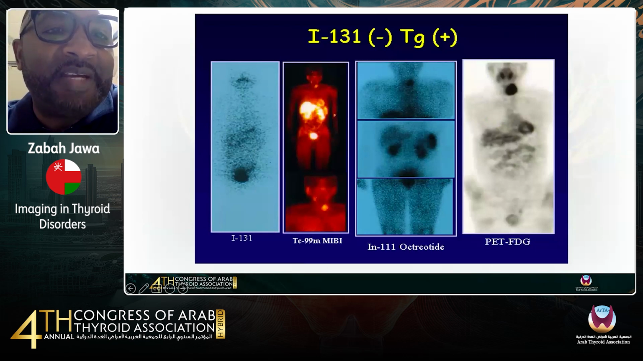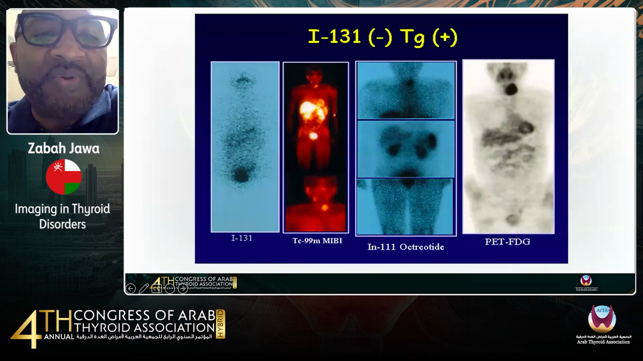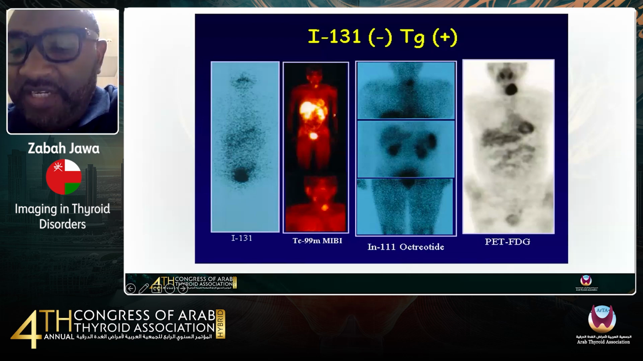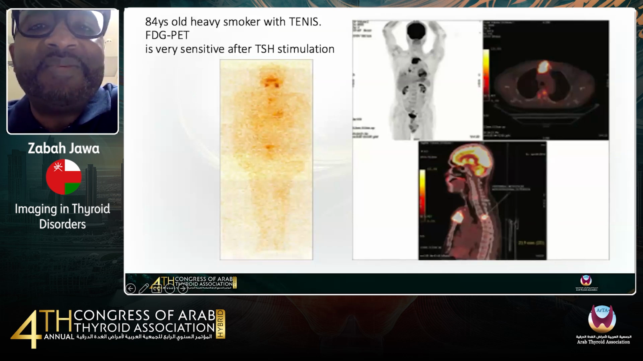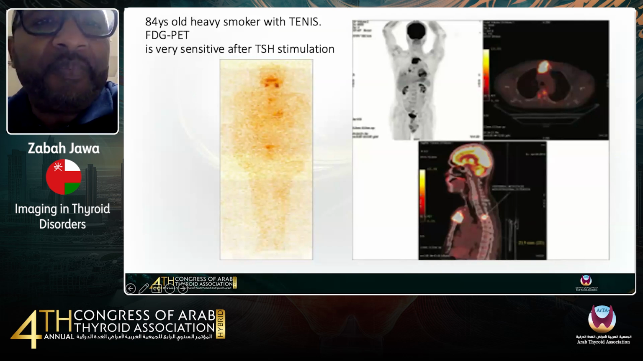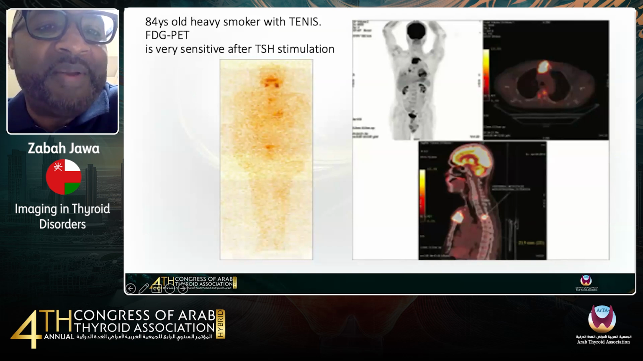So this is an example of a patient with a rising TG, but you can see the radioiodine did not reveal any abnormal uptake. This uptake is excretion in the bladder. But you can see that again, there are different types of imaging that we can do. In the olden days, we used to use something called MIBI and octreotide, but these days we use FDG. So this is an example of an 84-year-old heavy smoker with a Tennis syndrome. So we know the Tennis syndrome are those patients with elevated thyroid TG and negative radioiodine scan. So the patient has a persistent elevation of TG, but the radioiodine scan is negative.